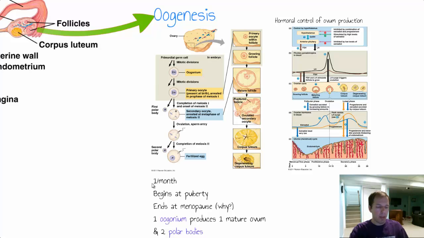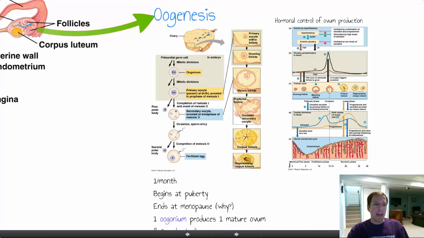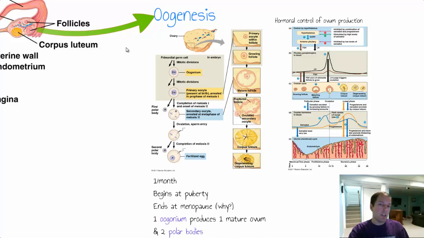It's about 1 per month, but it's sometimes 2. And that would explain some of our cases where we have fraternal twins. And this process ends at menopause because these immature eggs are present at birth in the ovaries of a baby girl. Yet, over time, we can have mutations and we can have issues develop inside those eggs.